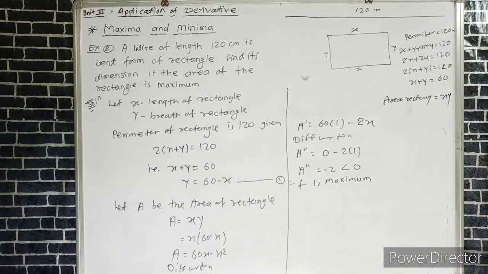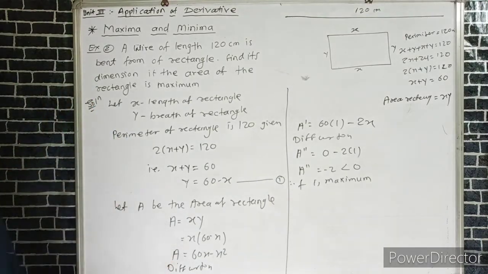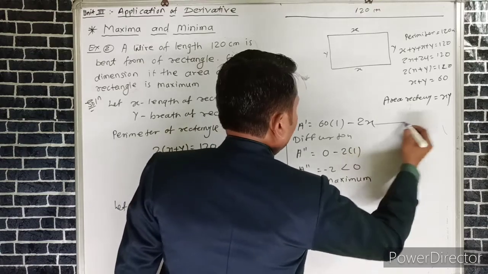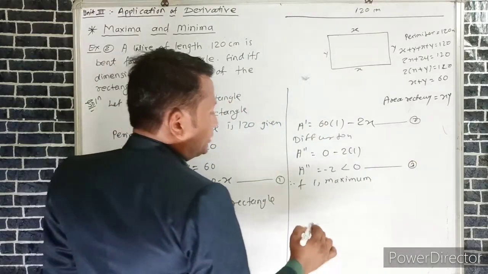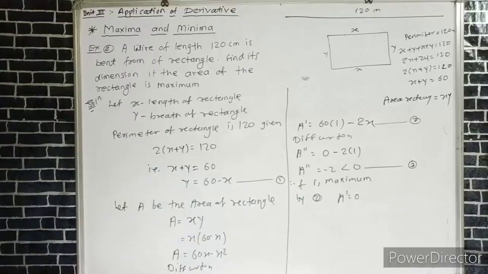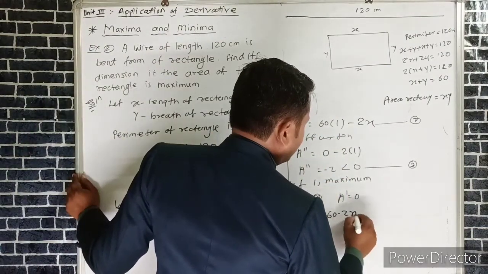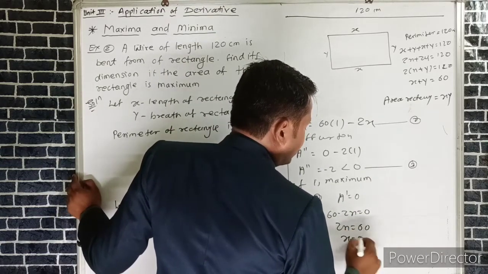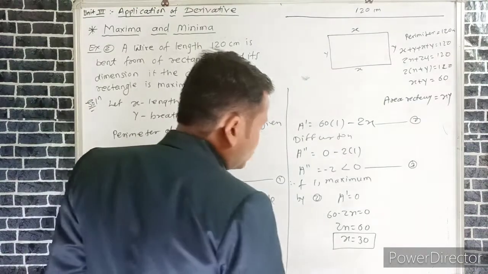Now first we have to find the variable by using the first order derivative, A dash equals 0, which is equation number 2. By using A dash equals 0, the value of A dash is 60 minus 2x equals 0. If we shift minus 2x to the right side, it becomes 2x equals 60, and the value of x is 30. So we can say that the maximum value is at x equals 30.